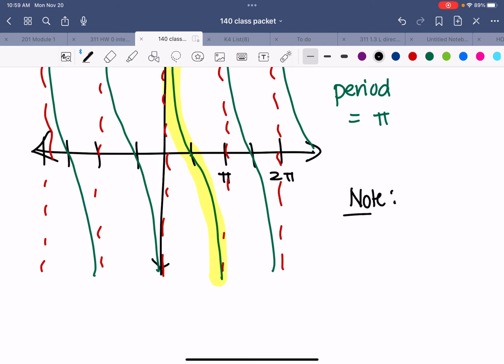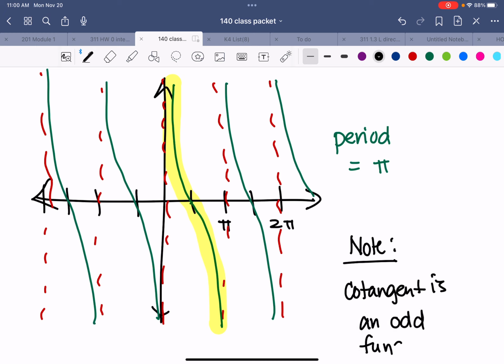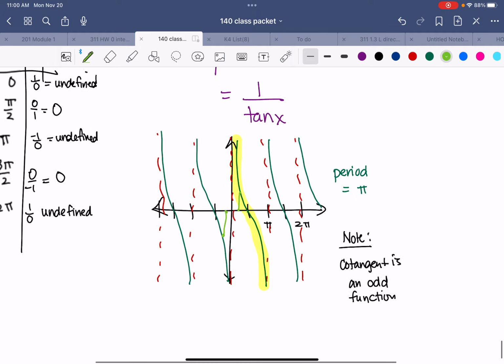Okay. And a quick note here that cotangent is not symmetric, right? If we folded it, it would not match. So this one is also an odd function. So cotangent is an odd function. Okay, and then again, that's because when you go here and up and here and down, you get the same value, but they're now opposite signs.